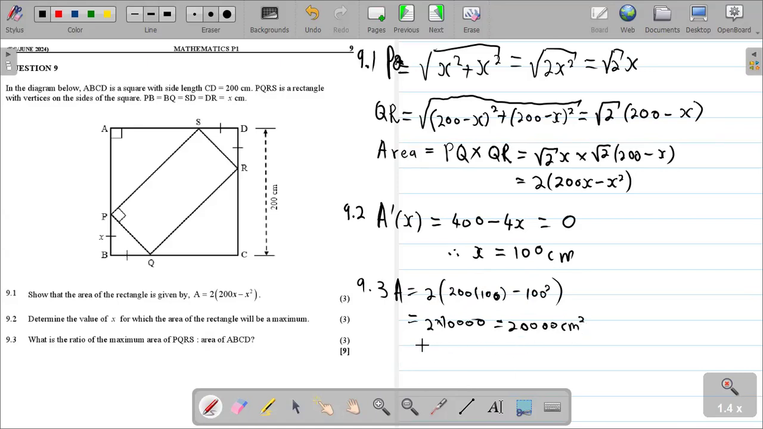centimeter squared. And then the area for the square, so A square, is going to be equal to 200 multiplied by 200. So it's going to be 40,000 centimeter square.